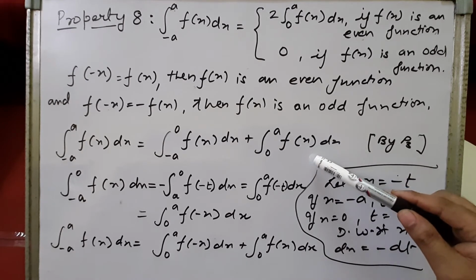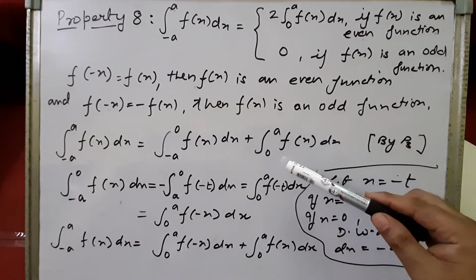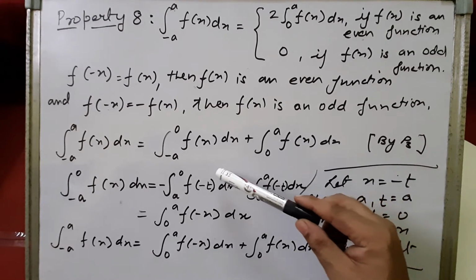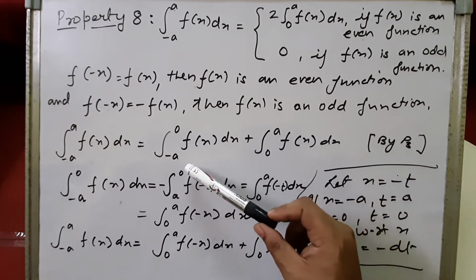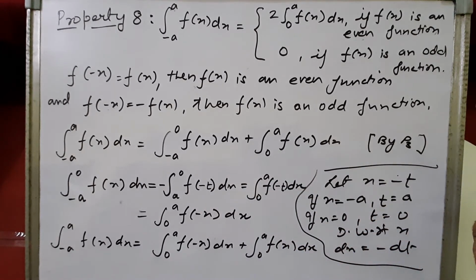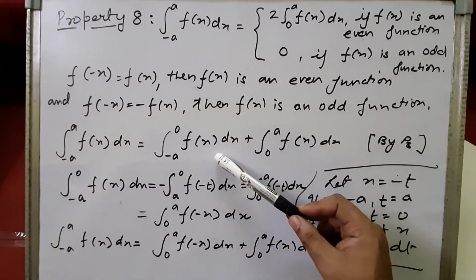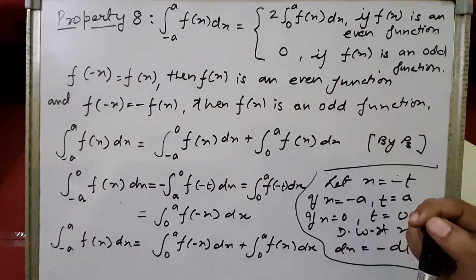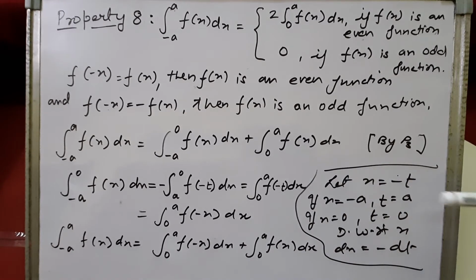Integration of minus a to a f(x) dx. By property 3, since 0 is in between minus a and a, we can break this integral as minus a to 0 f(x) dx plus 0 to a f(x) dx. Alright, now let's see this first integration, minus a to 0 f(x) dx. If we put x equals minus t, then when x equals minus a, the value of t will be a. Minus minus will get cancelled, and if x equals 0, then the value of t will be 0. That means the limit will change from a to 0.